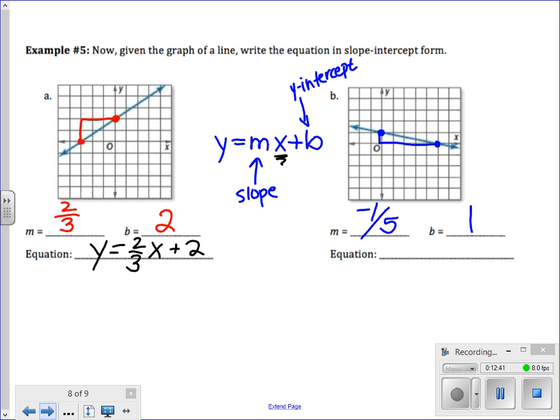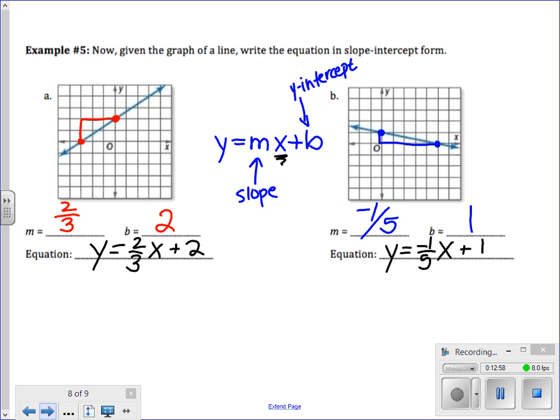All right, because my graph is going down from left to right, I'm going to have a negative slope. I can write the equation as y equals -1/5x, don't forget the x, plus 1.